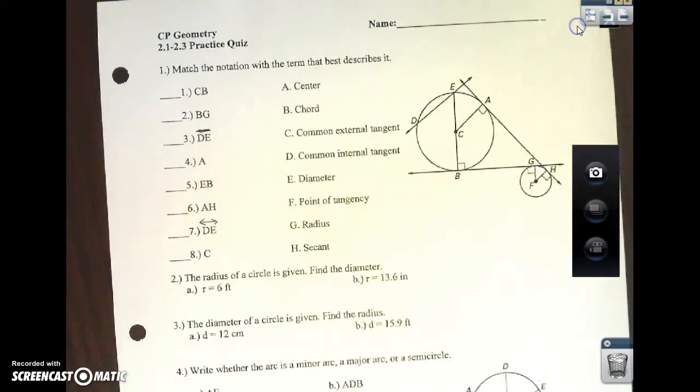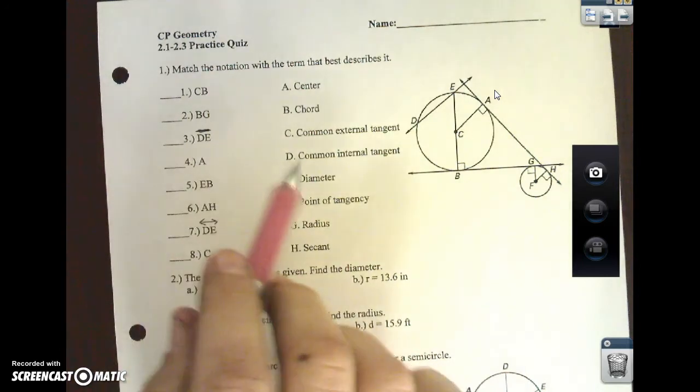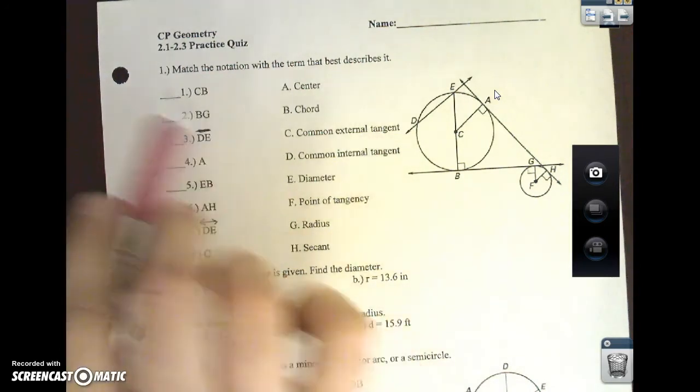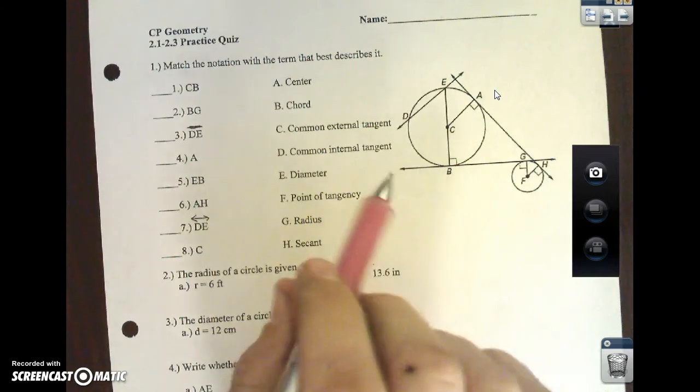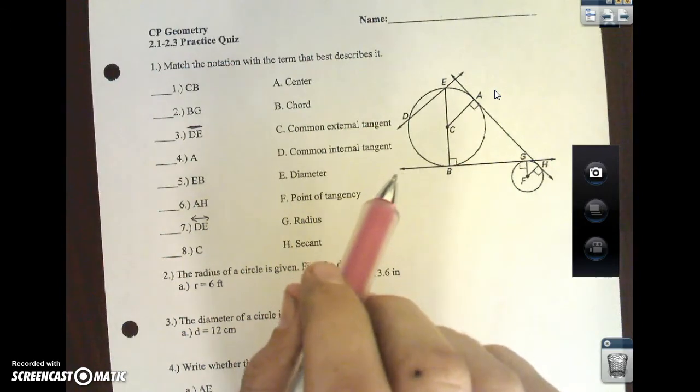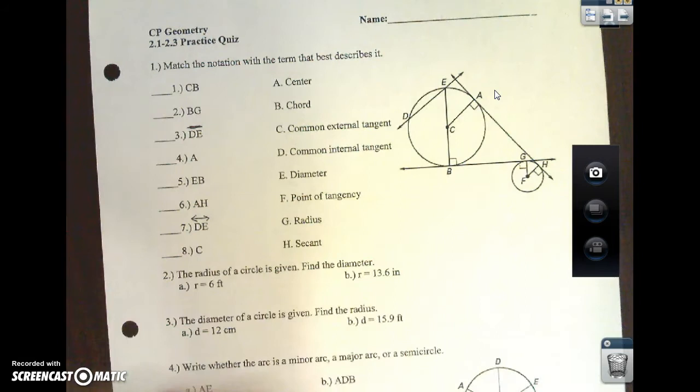Alright, ladies and gentlemen, we got for you here our 2.1, 2.3 practice quiz for geometry. So let's take a look. Now at first glance, you notice we have a lot of word banks here. So we're going to use this over to the side. Again, a great idea is to label this stuff down on your homework, because you are going to be allowed to use that if you have that completed.